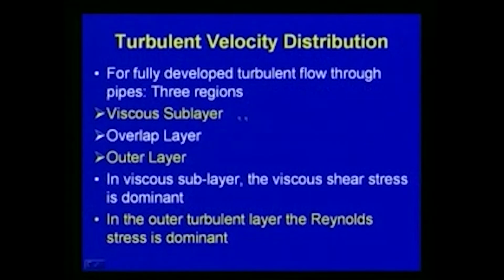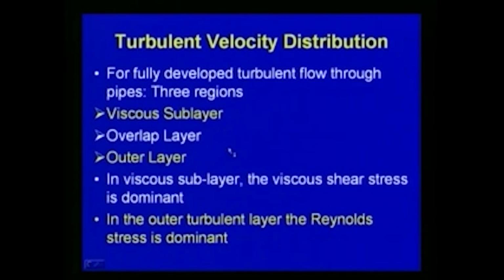Now, when we analyze the turbulent flow situation in the pipe system, for fully developed turbulent flow through the pipes, we can observe three regions. One is the viscous sublayer, the second one is the overlap layer, and then we have an outer layer. In the viscous sublayer the viscous shear stress is dominant, and in the outer turbulent layer the Reynolds stress is dominant.